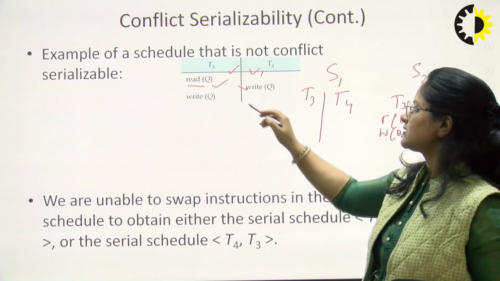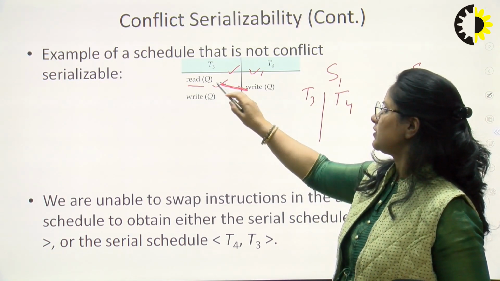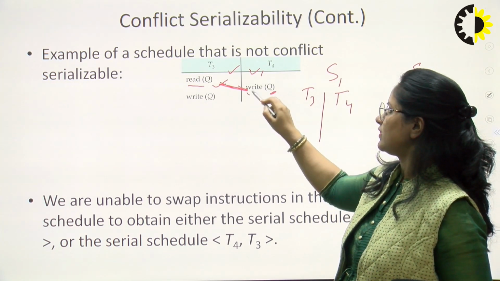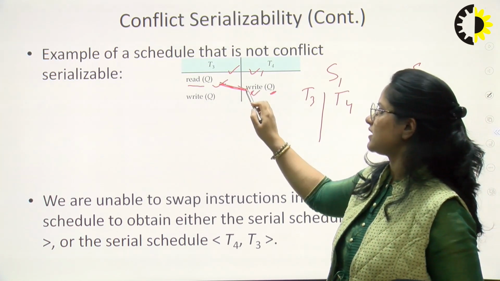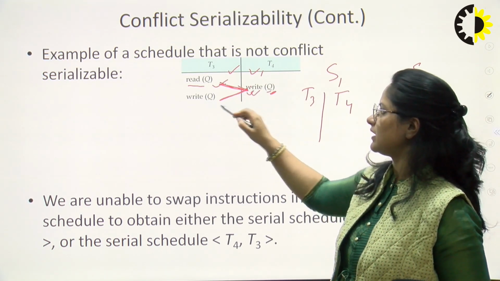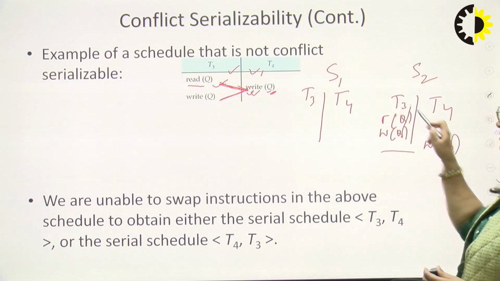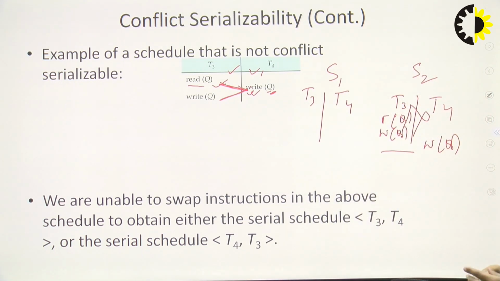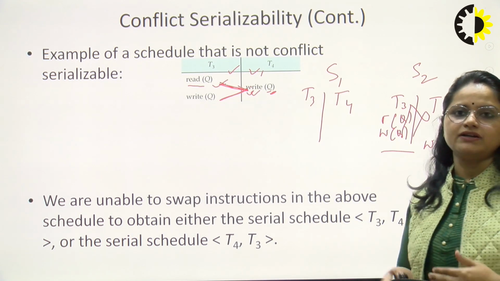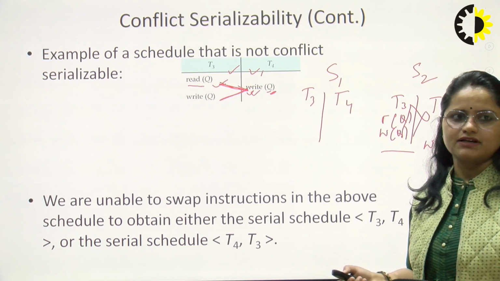Why? Because if we want to change this pair, there is the same data item with a write operation in between, so we cannot change it. Again, here we can see two write operations on the same data item. So we cannot move it upward, and we cannot change it in this way. So we can say no, we are not able to provide an equivalent serial schedule. So it is not conflict serializable.